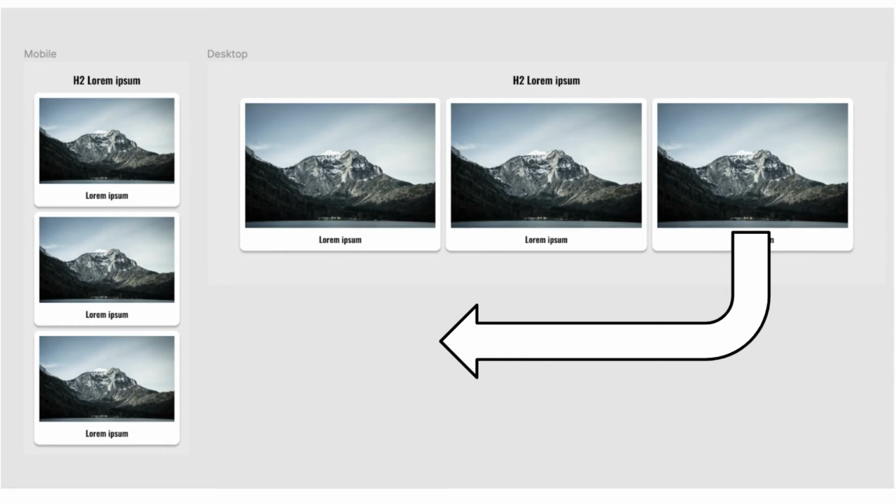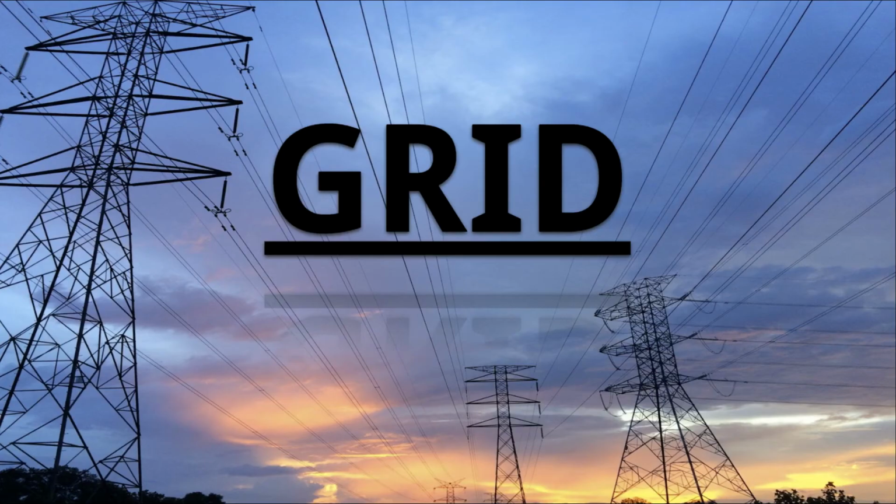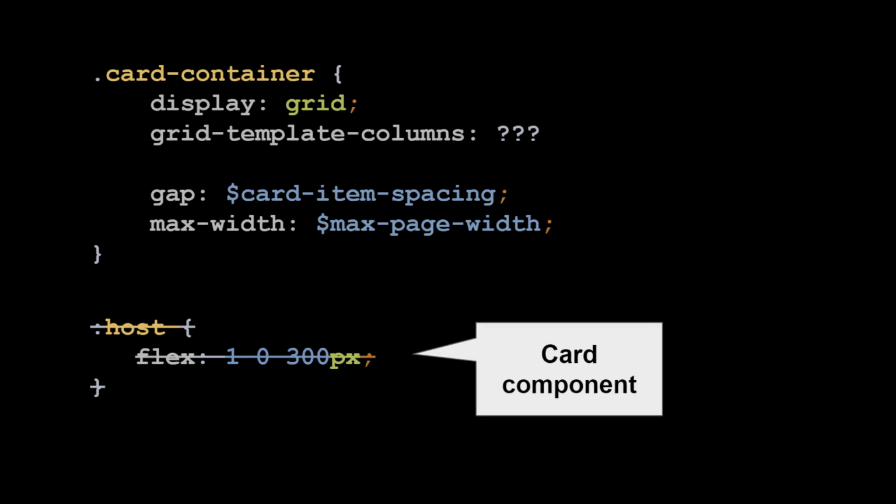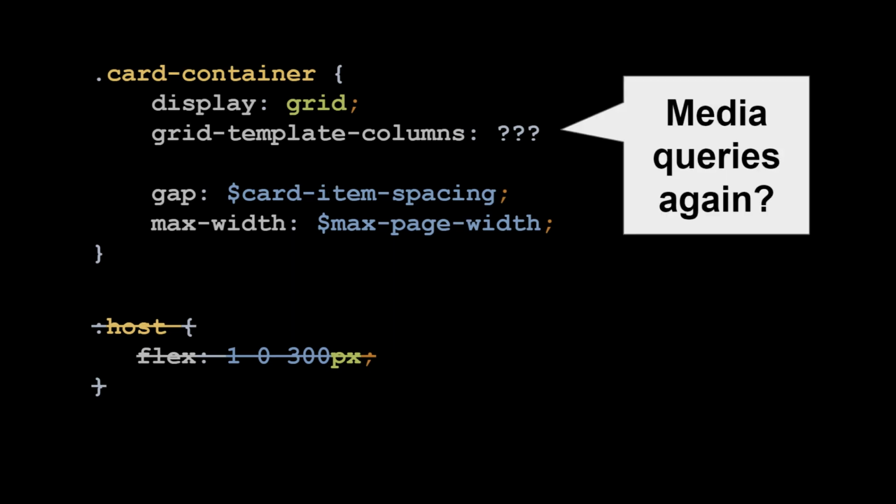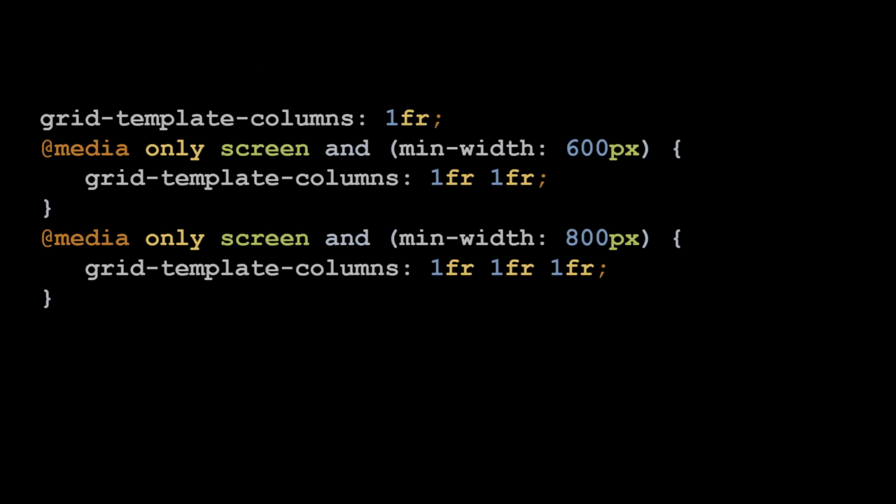Well, flex was fine until now, but we're going to need the power of CSS grid layout. So I change the display property from flex to grid. I get rid of flex property on the card since I'm moving to grid layout. But I'm going to need a template for the columns. I need to tell it how many columns there should be. Should I introduce media queries again? Like this? Start with one column and grow from there? Let's see if this works.